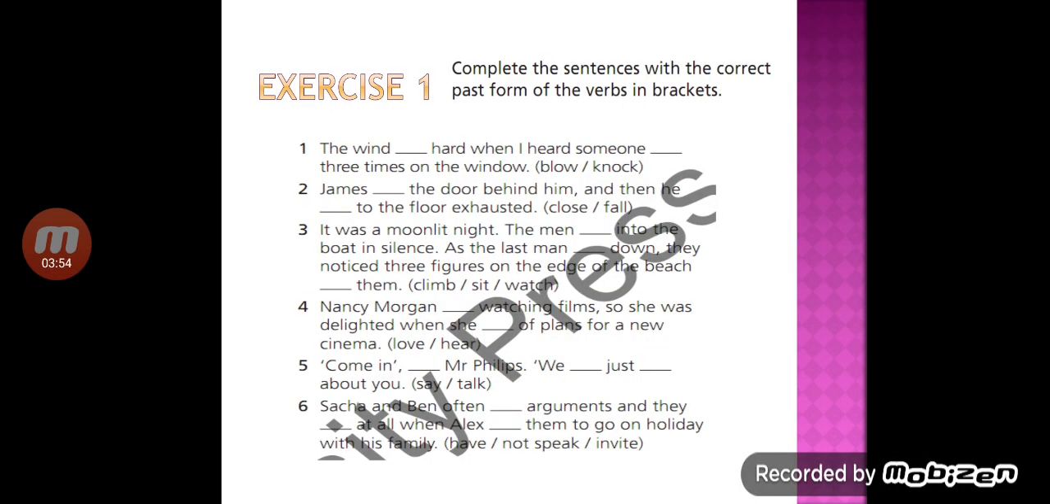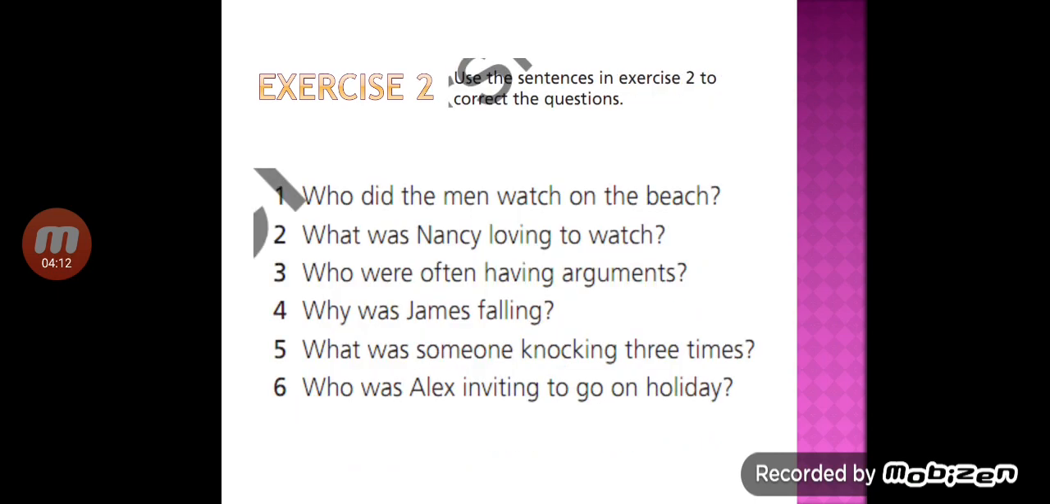And exercise number 1, complete the sentence with the correct past form of the verbs in brackets. Open the brackets and use these words in a correct way. Use past simple or past continuous. Exercise number 2, use the sentence in exercise 2 to correct the questions.